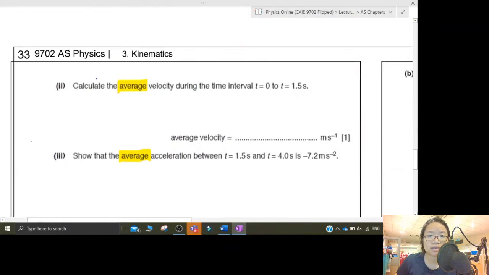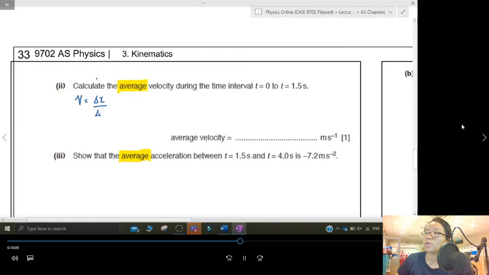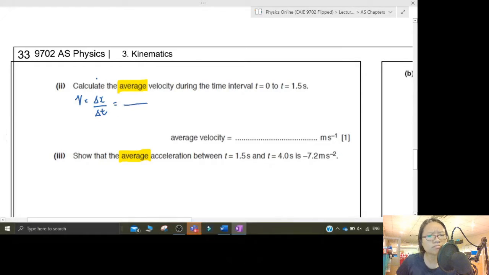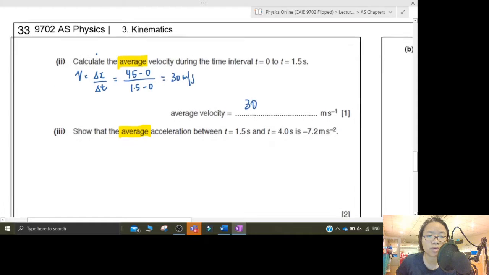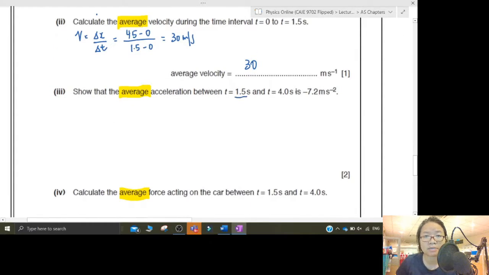That, my friends, will give you something like 45 minus 0 over 1.5 minus 0, which is around 30 meters per second. 1 mark, very easy. Show the average acceleration is this.